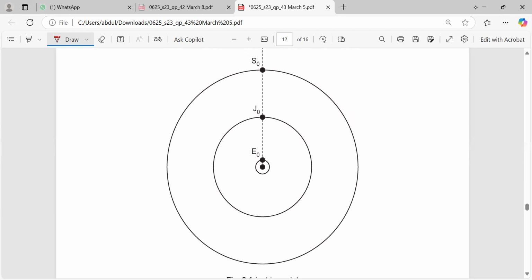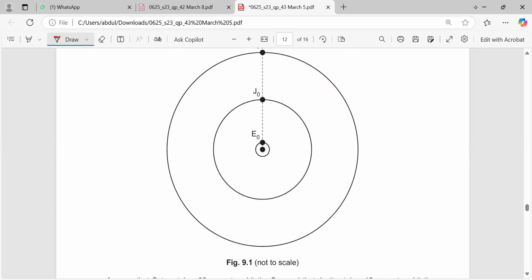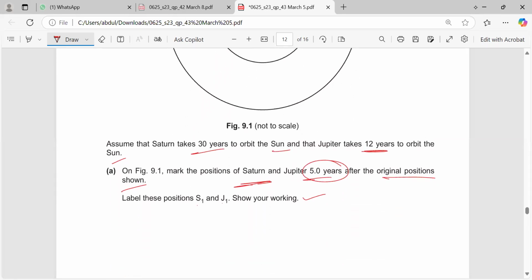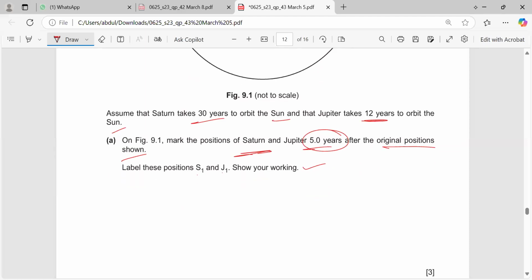Show your working. Here, my dear friends, we did not study anything to know their location this way, but we know one thing. When they complete one orbit, it means they complete one whole cycle and 360 degrees. Now see, first of all, I will do it for Jupiter.